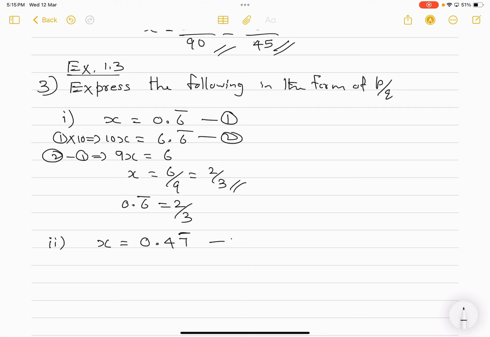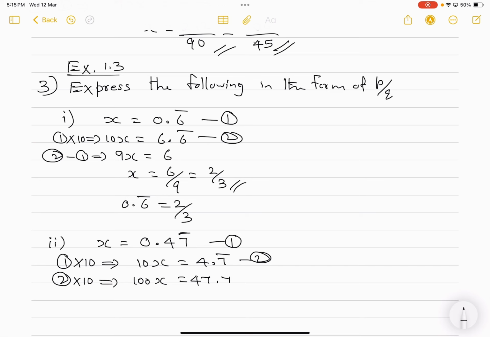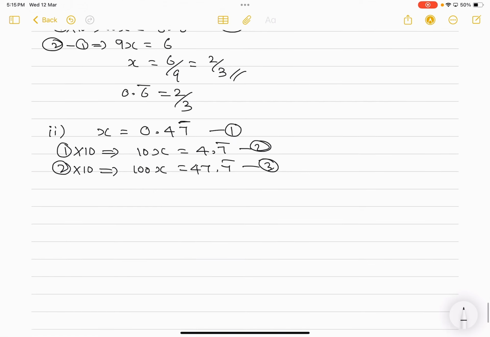Only 7 bar. So what you can do, the first 4 you can remove, right? So what is the first step? Multiply by 10. 10x is equal to 4.7 bar. That is equation 2. Next, multiply equation 2 again by 10. It will become 100x is equal to 47.7 bar. Now subtract 3 minus 2. 90x is equal to 43. So x is equal to 43 by 90. 43 is a prime number, you can stop like this.